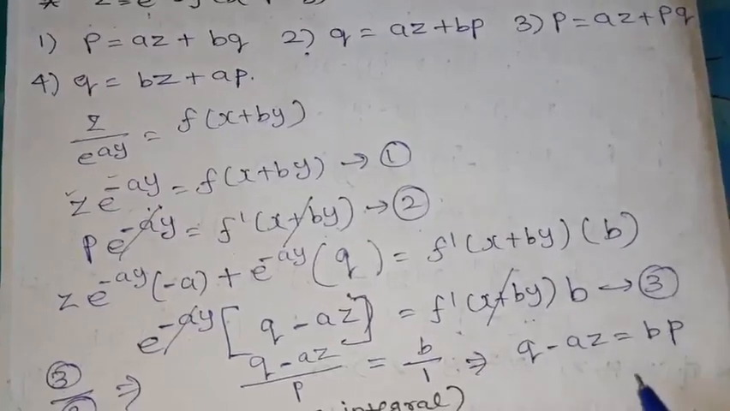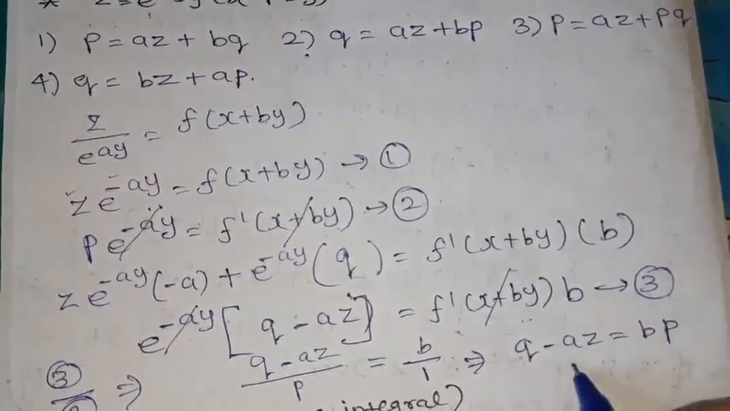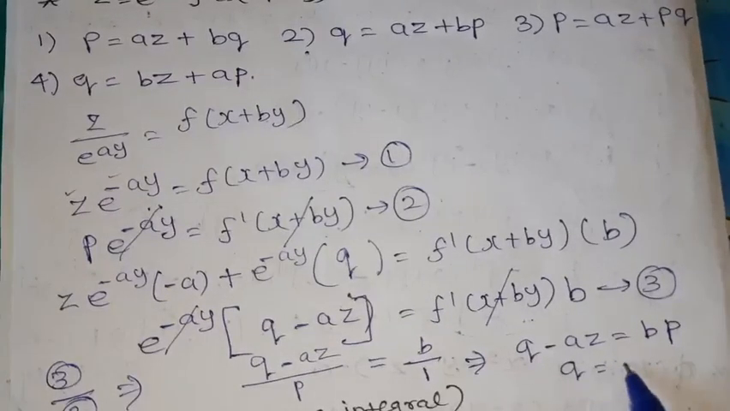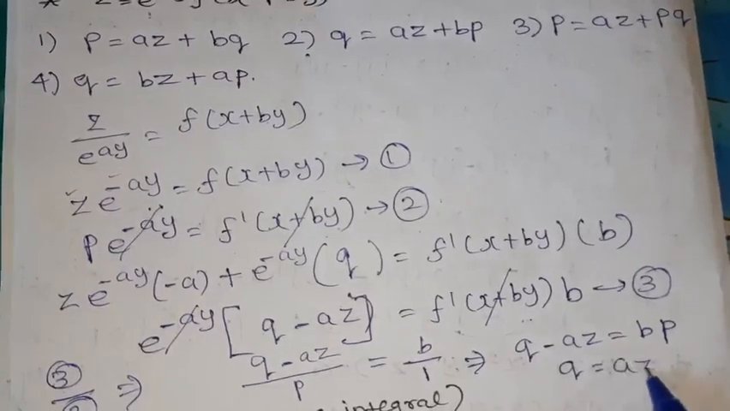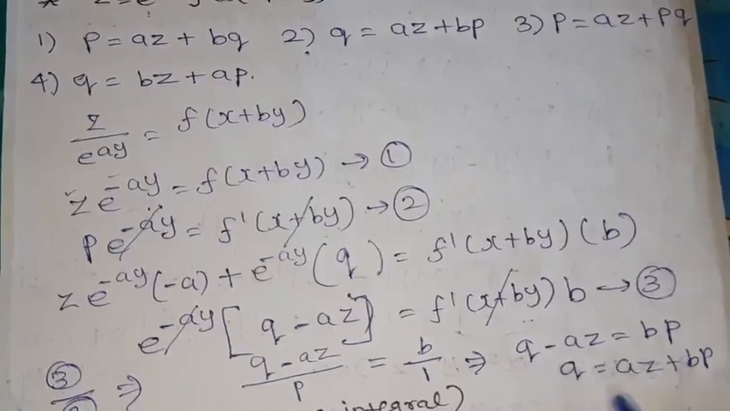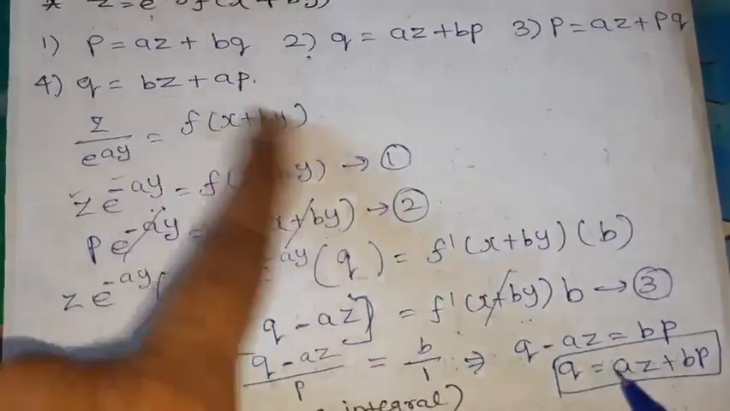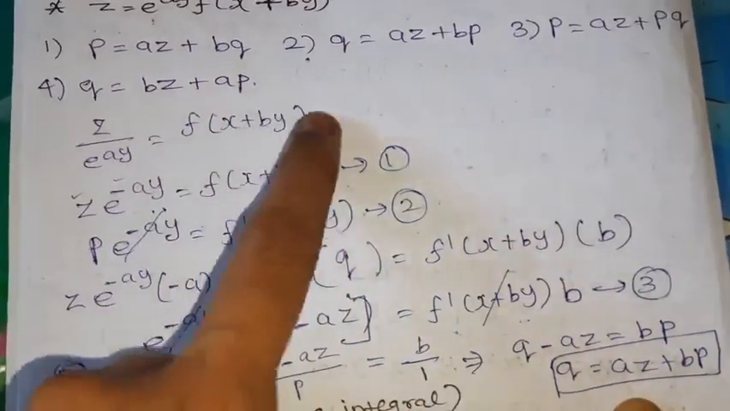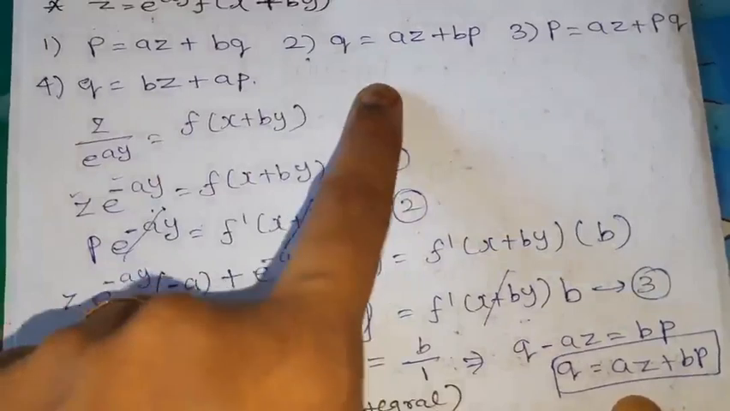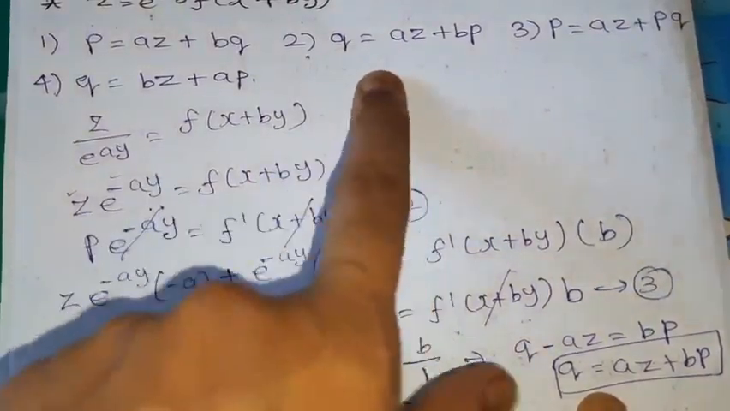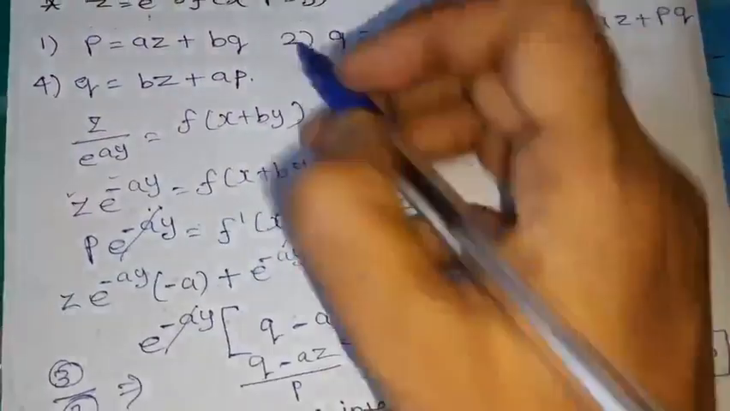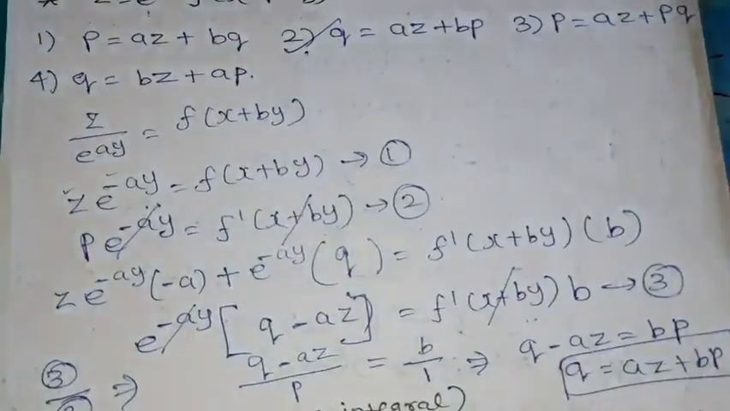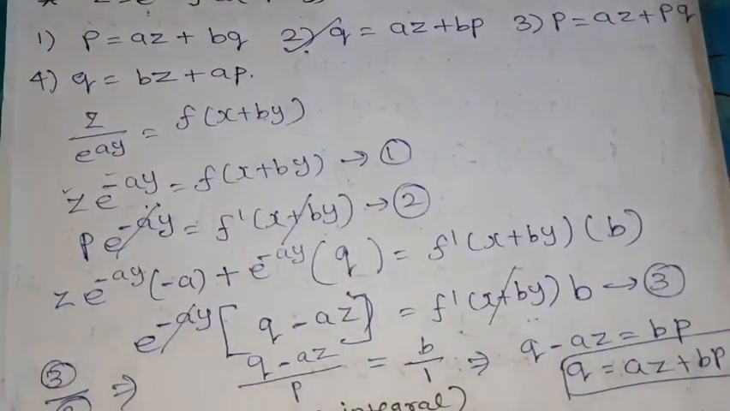Then what is q? Q equal to az plus bp. This goes to that side. When comparing with the options, option 2: q equal to az plus bp is the right answer for this problem. So option 2 is the right answer.